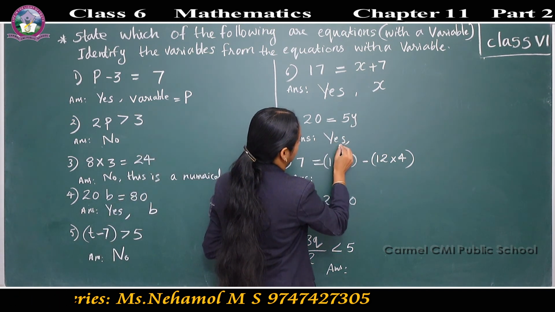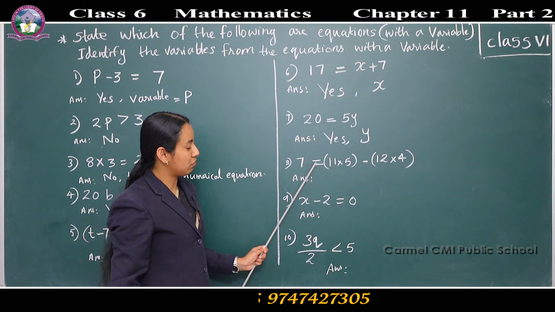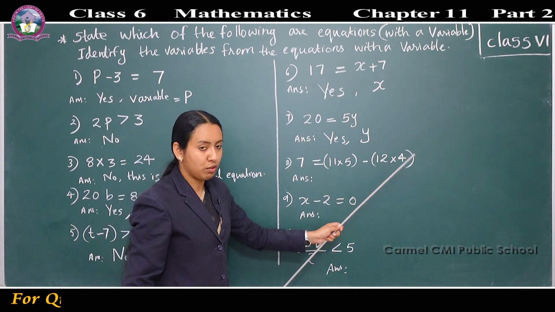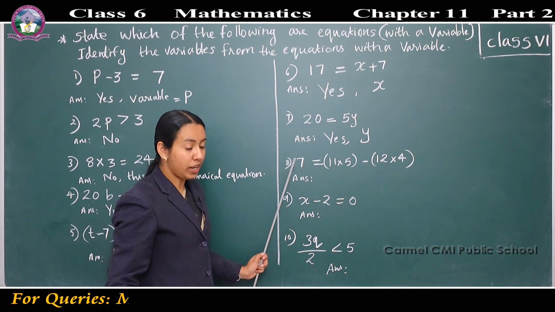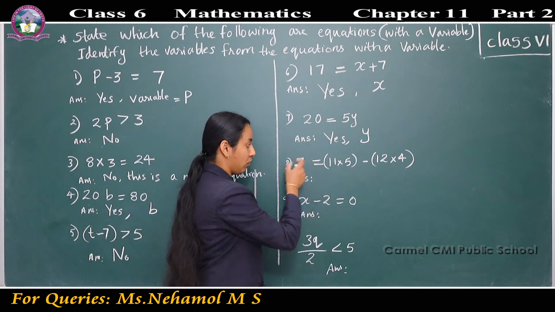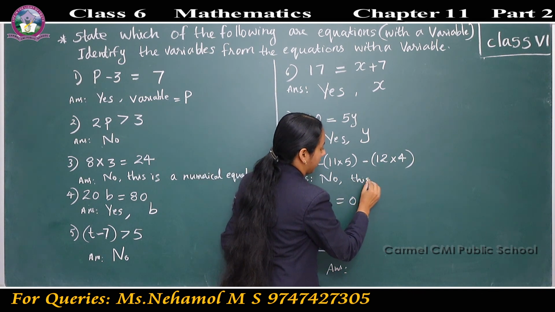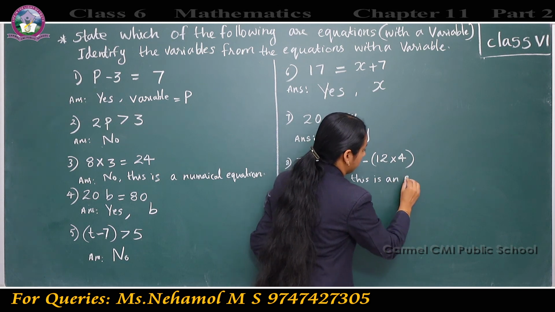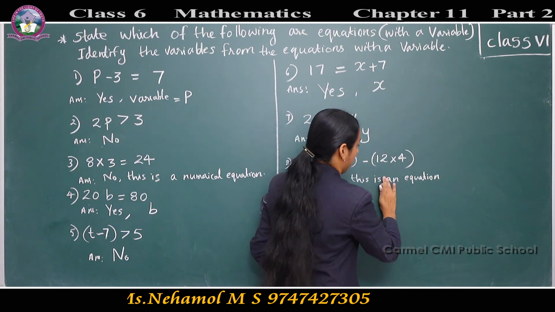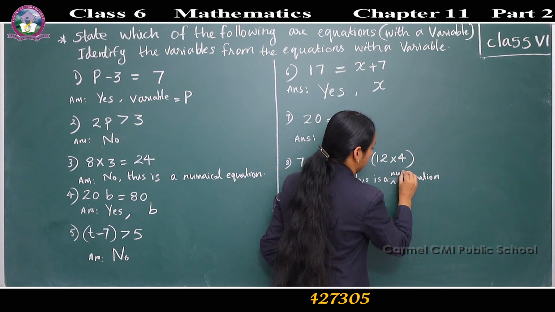Yes, variable y. Next one, 7 is equal to 11 into 5 minus 12 into 4. This is also a numerical equation, not an equation with a variable. No variable is there. So, no, this is also a numerical equation.